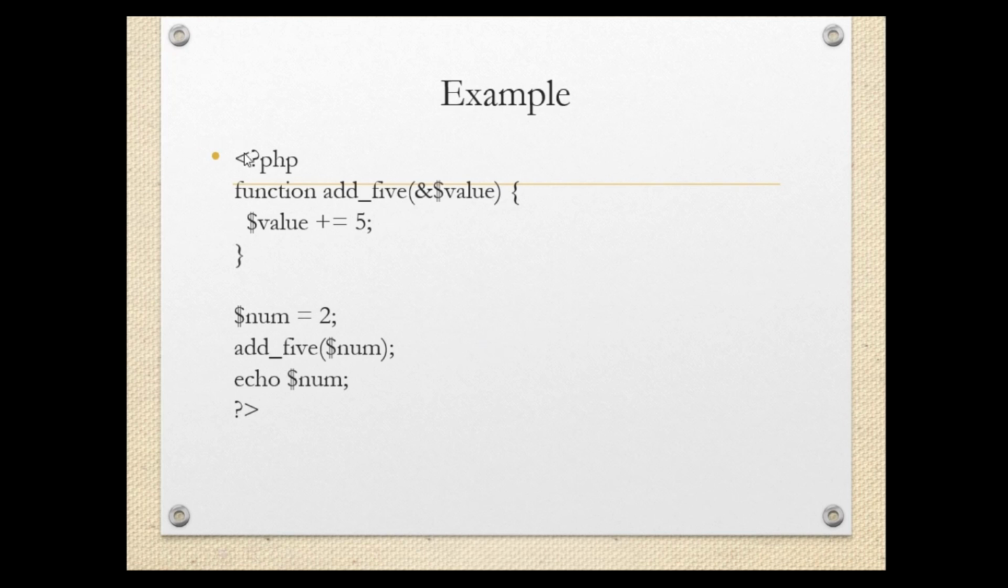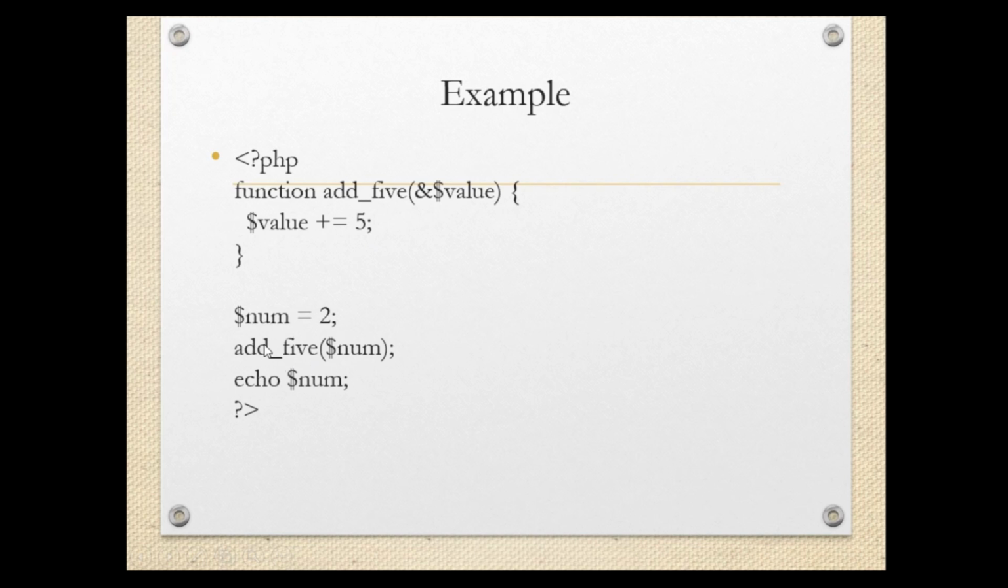Okay, we have just opened the PHP tag. Under this we have taken a function with the keyword function and the name of the function, that is add_5. Now in this we have given a reference. As I said, the reference is done with the ampersand operator. So you can see the ampersand, and we have taken a value, that is $value. $value plus equal to 5.